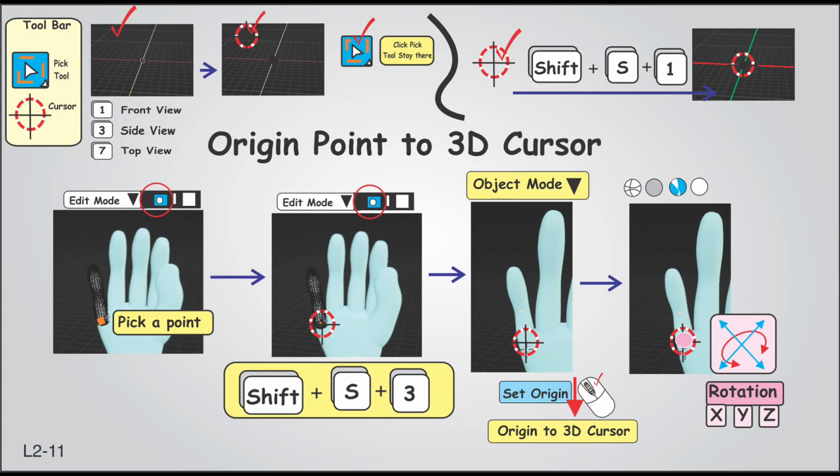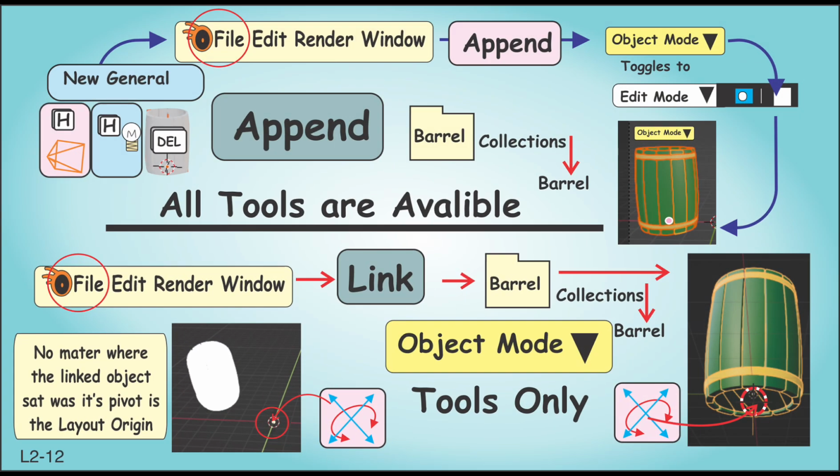If you add a light, it comes in on a cursor position. Be sure to hit the pick tool or it follows your next move. If I want the cursor at view origin, Shift+S+1. Lastly, in edit mode, to change a finger's pivot point, pick a point to rotate from, Shift+S+3. The cursor snaps to that point. Switch back to object mode. Pick, set origin to 3D cursor. It's ready to rotate.